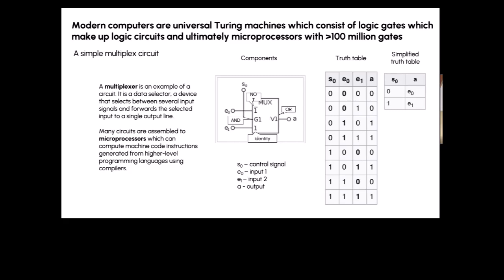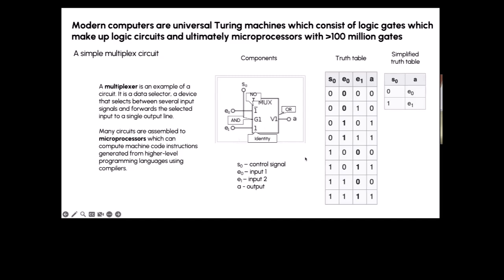And so here it's quite easy. You can see if this is 0 and they're both 0, then the output will be 0. And so on. For example, if this is 1 and E1 is 0, this will be 0. But this is 1 and E1 is 1, this will be 1. And here's a simplified truth table, which just says if S0 is 0, then you will have the value of E0 as output. If S0 is 1, then you have E1 as output. Right. And this is the symbol, the official symbol used in circuits to describe it.